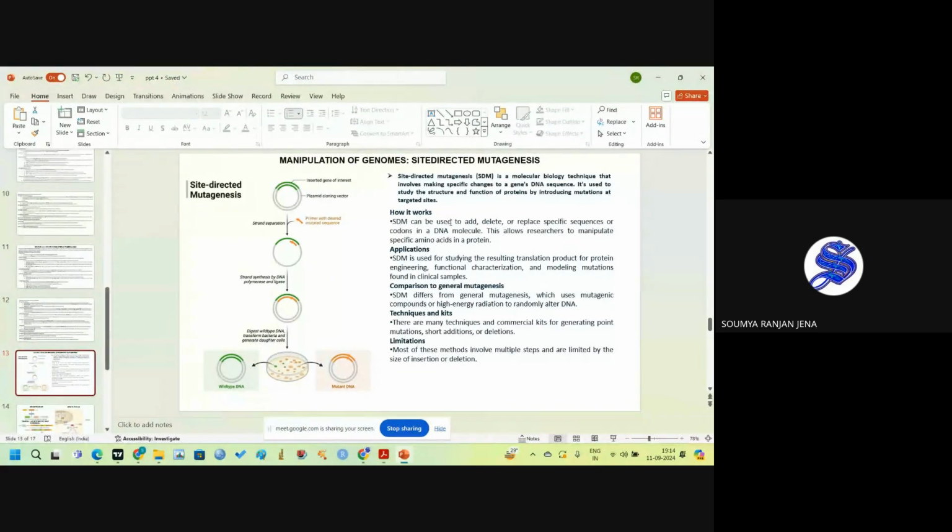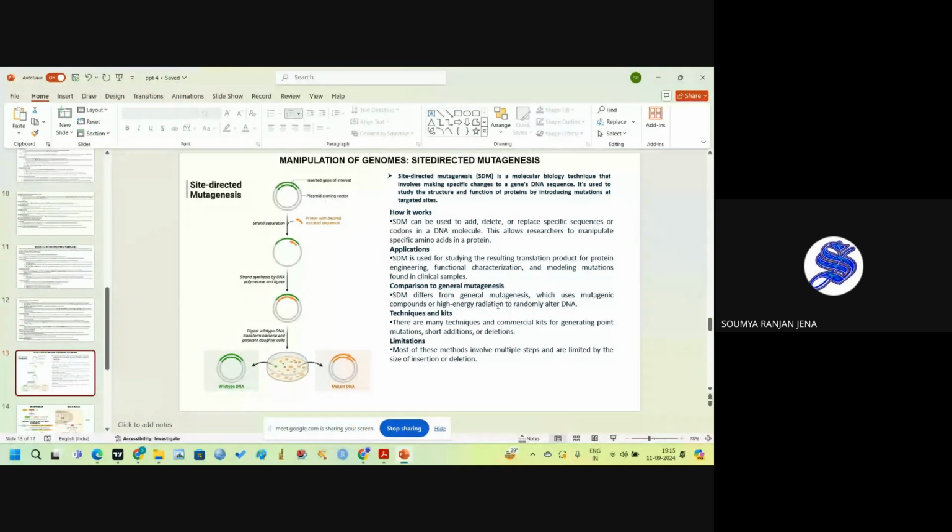And this SDM can be used to add, delete, or replace a specific sequence in particular genes or codons in a DNA molecule. And this allows researchers to manipulate specific amino acids in a protein. We can use manipulation techniques to change the codon sequence. And the application of site-directed mutagenesis is used to study the resulting translational product for protein engineering, functional characterization, and modeling of mutations found in clinical samples.